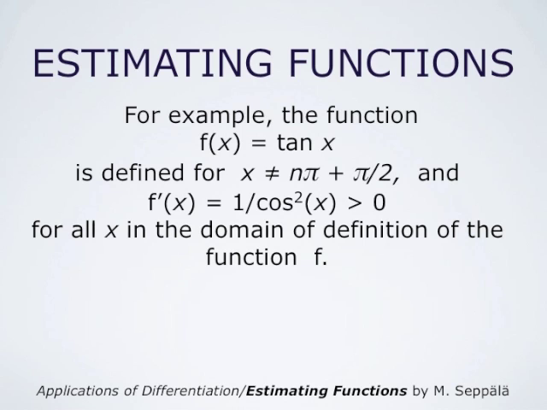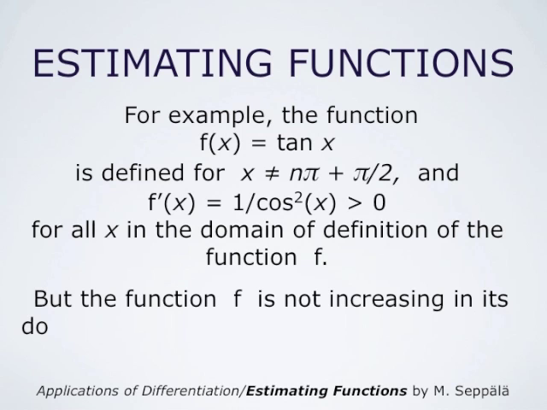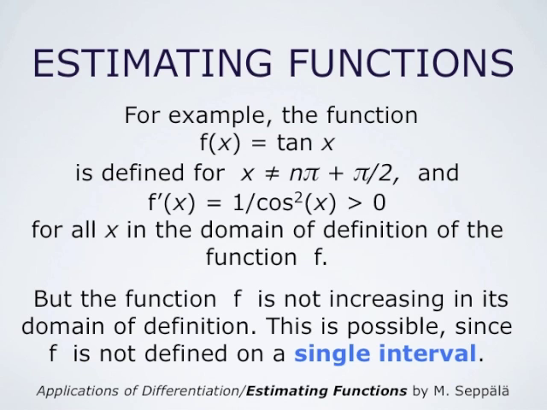For example, the function tangent of x is defined whenever x is different from pi over 2 plus any multiple of pi, and the derivative of tangent is 1 over cosine squared. This derivative is always positive. So the derivative of the function tangent of x is positive for all x in the domain of definition of the function f, but the function f is not increasing in its domain of definition, and this is possible since f is not defined on a single interval.